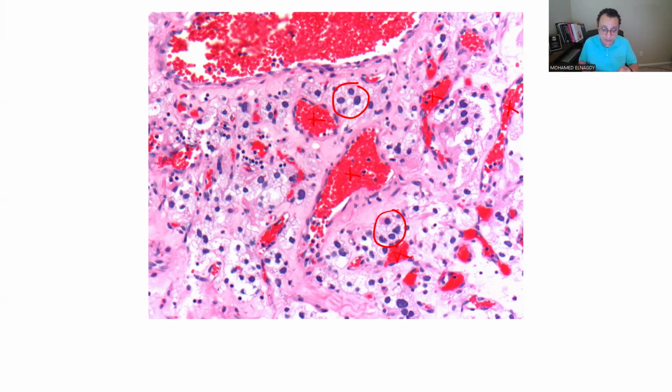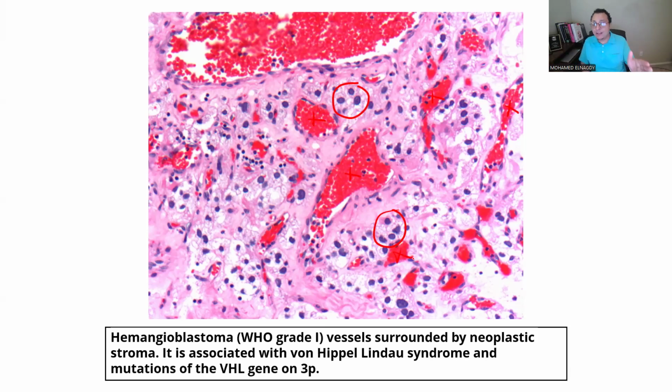This is too much of the vessels, but the brain tissue in between shows abnormal cells. This means that we are in the middle of a lesion, a neoplasm or a tumor. So this is hemangioblastoma, which is actually a WHO grade 1 tumor. It's not very aggressive.